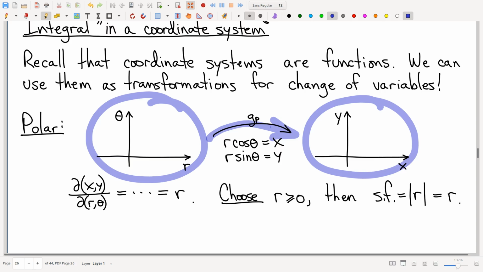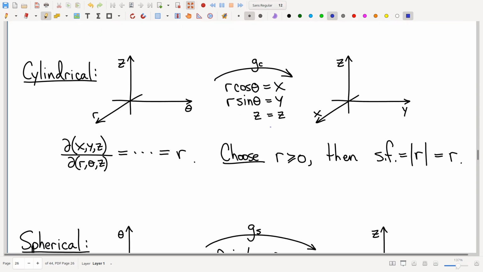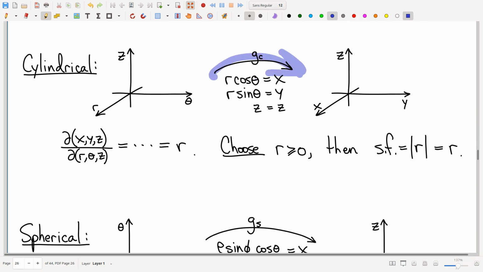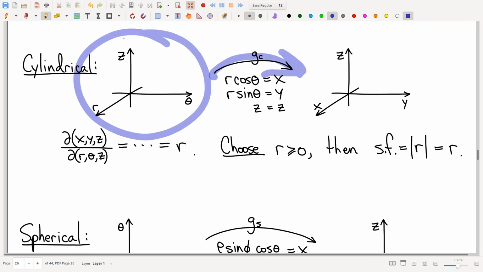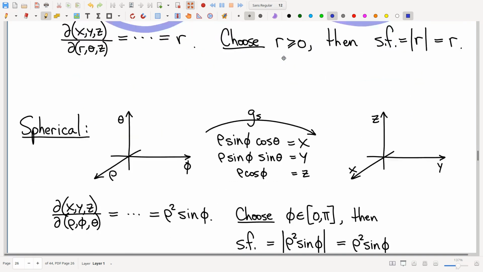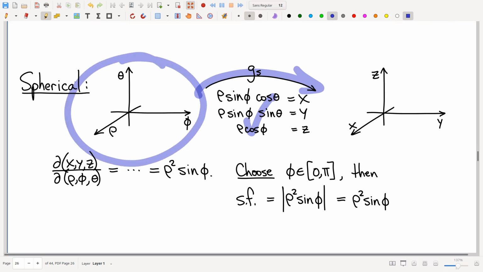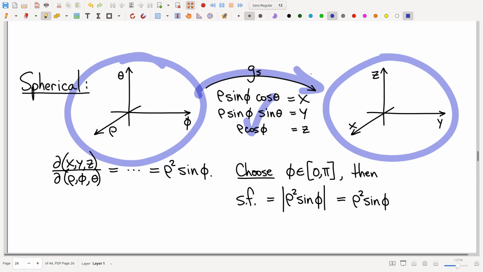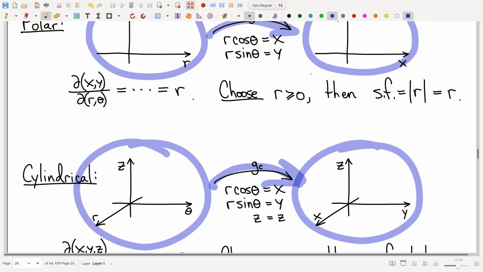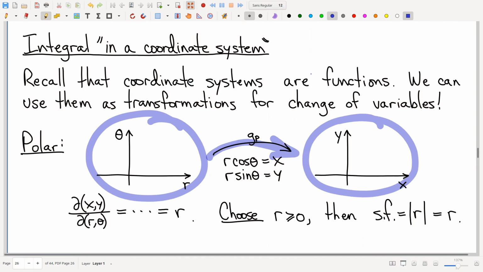Okay. All right. So likewise, cylindrical coordinates is a function from r theta z space into xyz space. And spherical coordinates is a function, right? We've seen these formulas long ago, right? But it's a function from rho phi theta space into xyz space. So we have three different coordinate systems. They are three different functions.